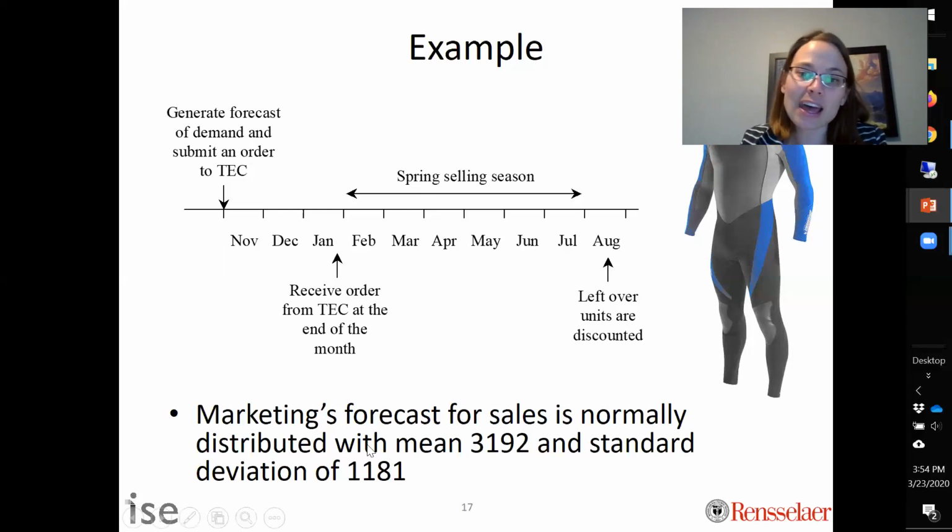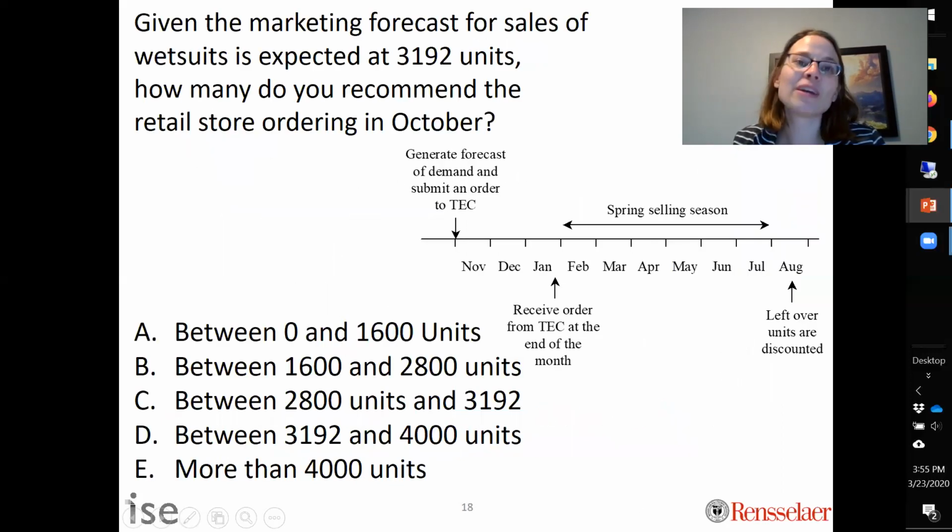And so if we did that, for this example, we have that it's normally distributed with a mean of 3,192 suits, but quite a high standard deviation. So sometimes we sell a lot, sometimes we don't sell very many. And so the newsvendor problem then asks to figure out, how many should I order? So given I need to place this order at the end of October, I don't sell until the spring, how many should I order?